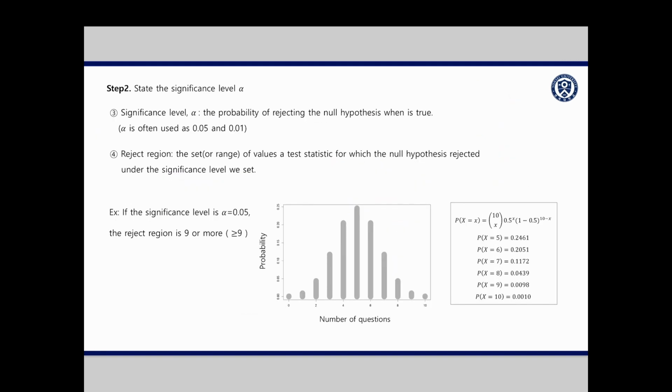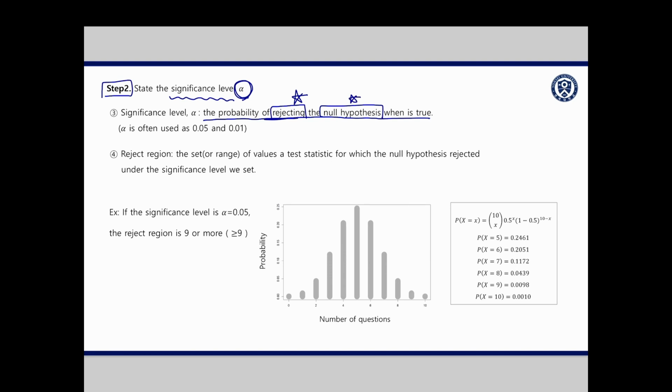The second step is to set the significance level. It is called alpha. The meaning of the significance level is the probability of rejecting the null hypothesis when it is true.